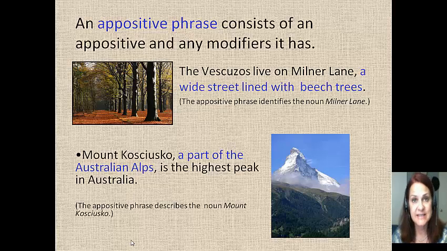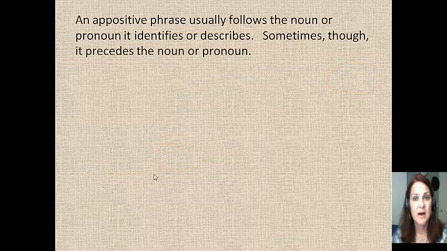In our second example, we have our appositive phrase in the middle of the sentence, before the verb. But it's right next to or just following the noun that it's explaining, identifying, or giving more information to. Notice in both of these examples, they're set apart with commas. An appositive phrase usually follows the noun or pronoun it identifies or describes. Sometimes, though, it precedes the noun or pronoun.